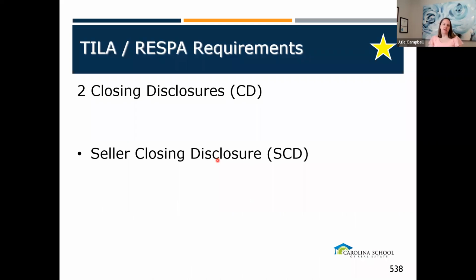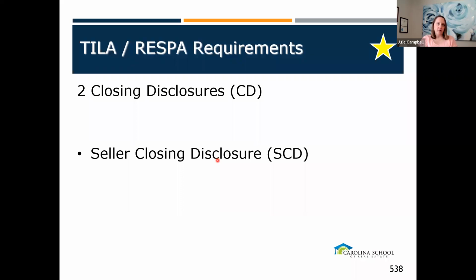Another big thing that TRID did was separate the buyers and sellers. It used to be that one document contained all the buyers' numbers and all the sellers' numbers. Sellers could see buyers' numbers, buyers could see sellers' numbers. TRID said, yeah, we need to keep these confidential. The parties don't need to share this information. So today we're required to see 2 closing disclosures. Let's all understand this.